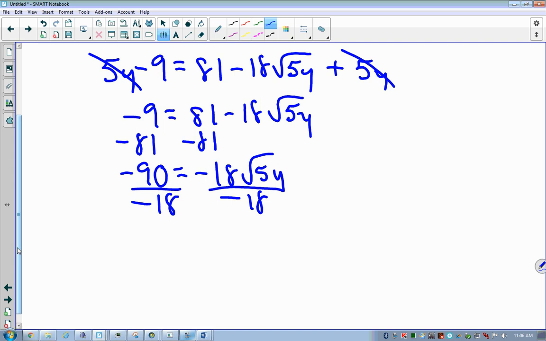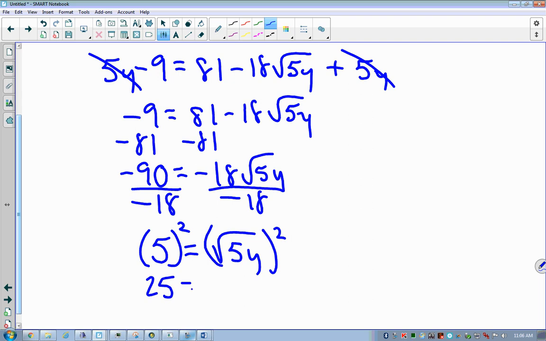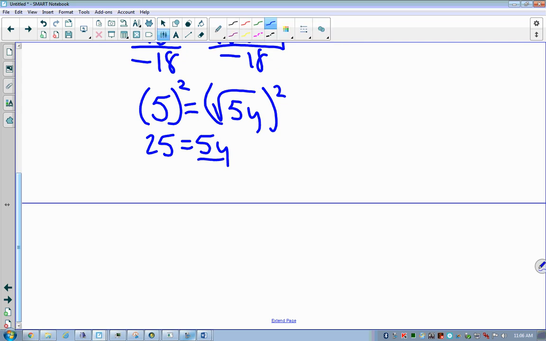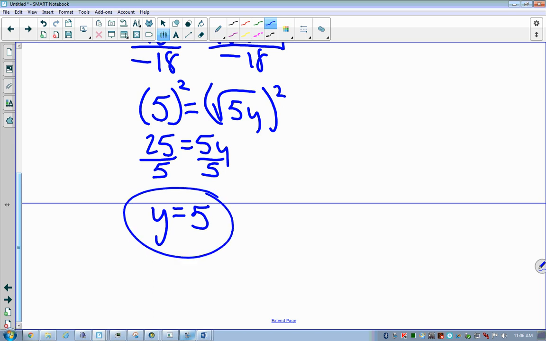What is it? 5 times, and it's even because they're both negative. Or sorry, not even, but positive. All right. So I get 5 equals square root of 5y. So now I'm going to do what I did up there earlier to get rid of the radical on the left, except now I'm trying to get rid of the radical on the right. So I'm going to square both sides. So I get 25 equals 5y. Continue to carry this down. Okay, divide by 5. 25 divided by 5, y equals 5.